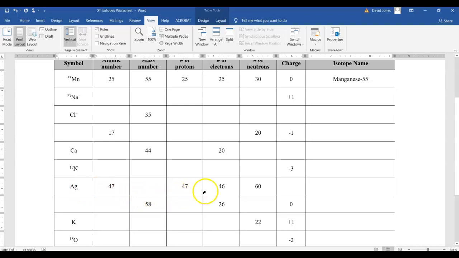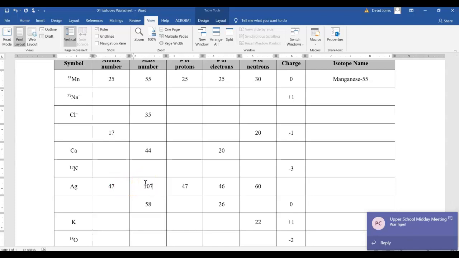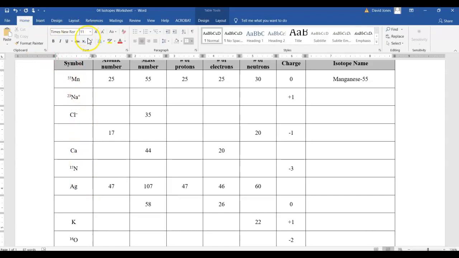I want to know what the mass number is. Well, remember that mass is equal to protons plus neutrons. It tells us here there are 47 protons and 60 neutrons. Therefore, I just add those up. 47 protons plus neutrons equals mass number. So I'm going to put that in there, 107. And I'm also going to put it over here, 107.